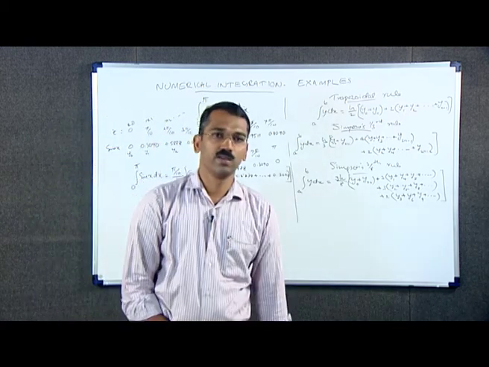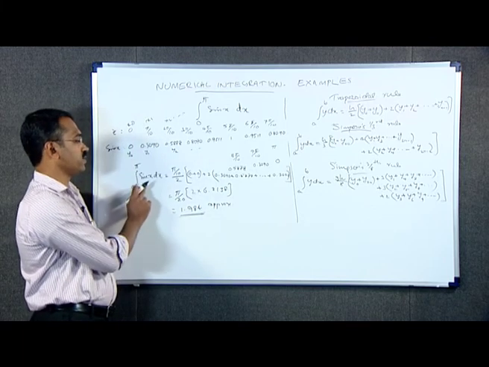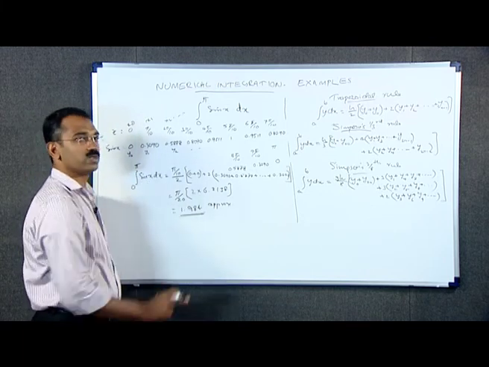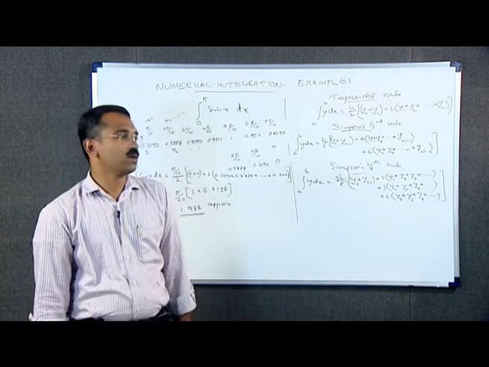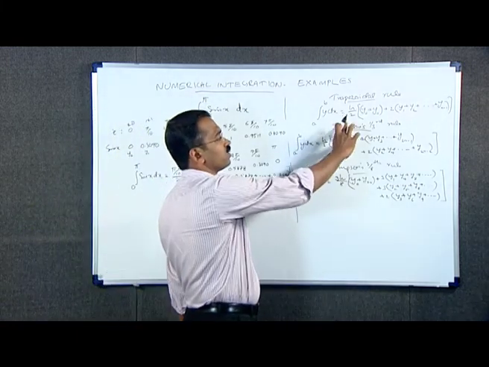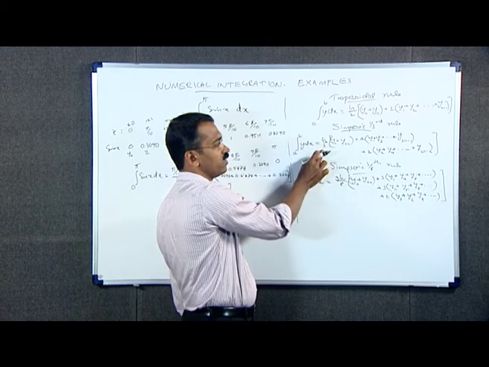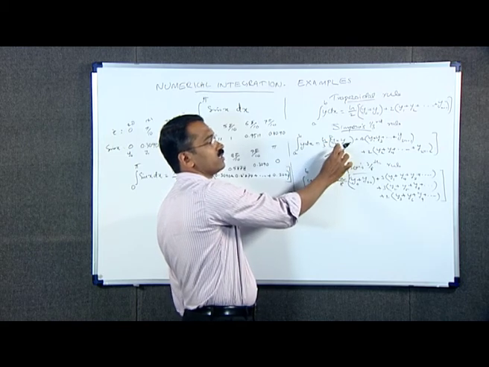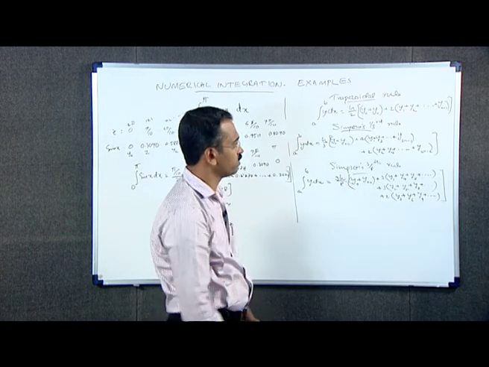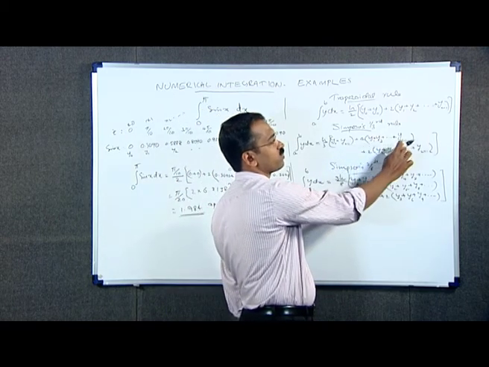That is the value of the definite integral from 0 to pi of sin x dx, which is approximately 1.984. Now, by Simpson's 1/3 rule, the formula for integration is h by 3 into y naught plus y 2n, where y naught is the first ordinate and y 2n is the last ordinate, plus 4 times y1 plus y3 plus etc. plus y 2n minus 1.